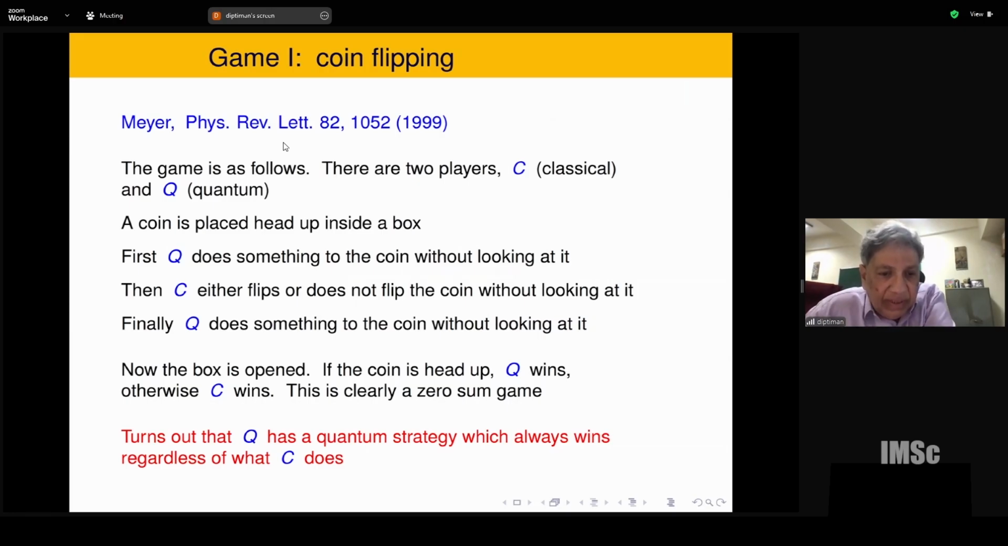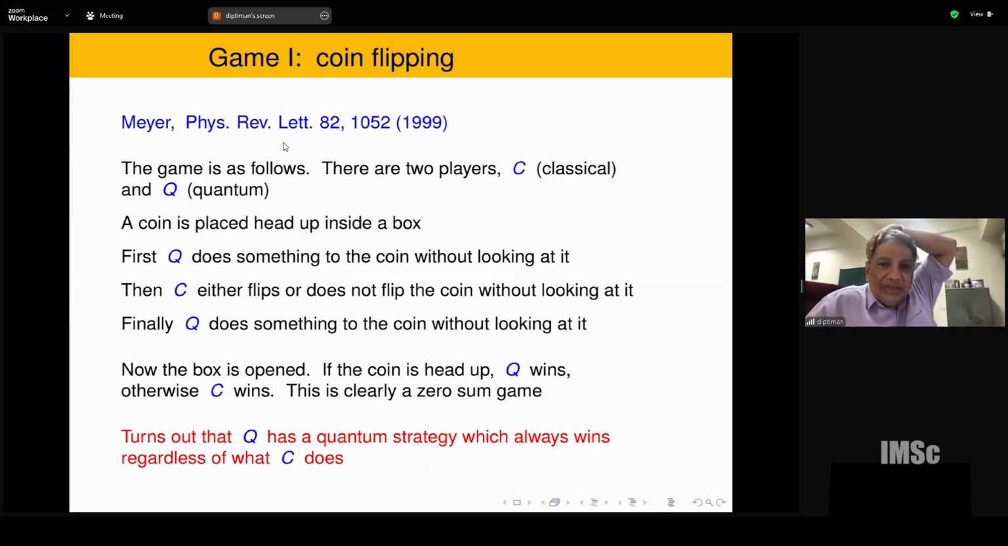Now the box is opened. The referee opens the box and looks at the state of the coin. And if the coin is head up, then the referee says Q is the winner. And if the coin is tail up, then C is the winner. So this is clearly a zero-sum game, right? Both cannot win. If one wins, the other loses. So it turns out that Q has a quantum strategy which always wins regardless of what C does.